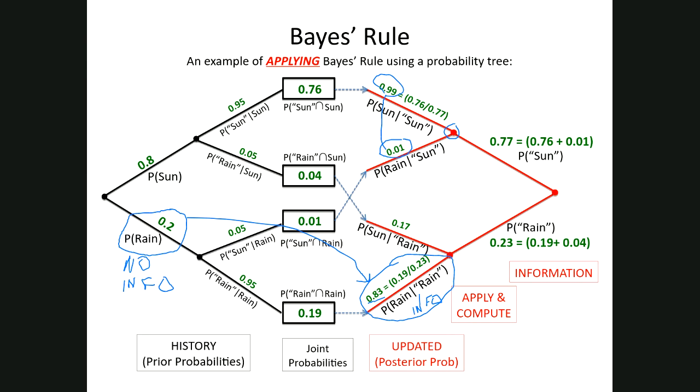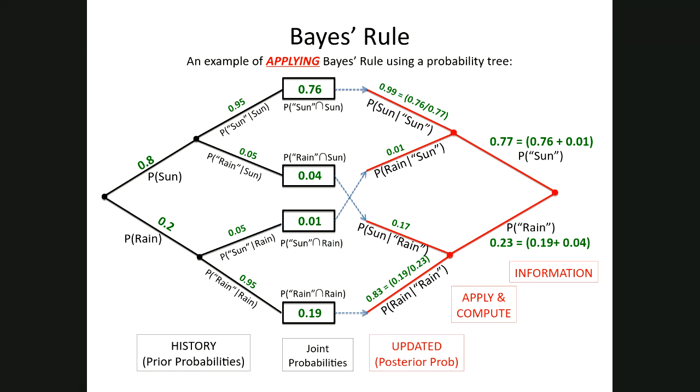And so what's going to happen in terms of your decision is, if the forecast is sunny, then you will want to go to the beach because there's a 99% chance that it'll be sunny. And if the forecast is for rain, you're probably going to stay home because the chance that it's actually going to rain is 83%. So that's, again, how we're going to use Bayes' rule and how you use the decision tree.